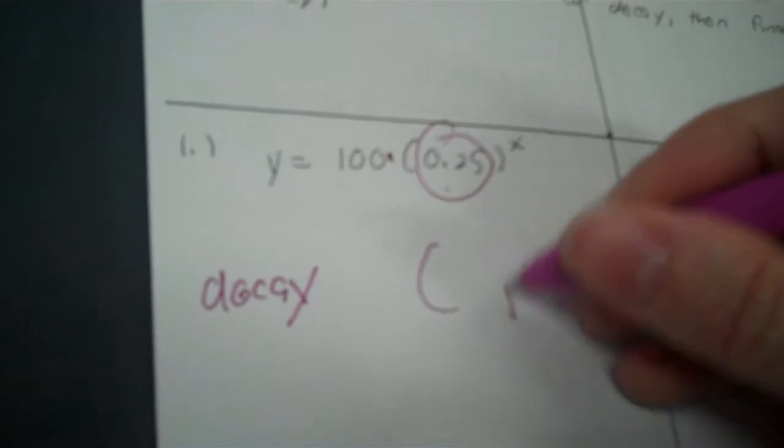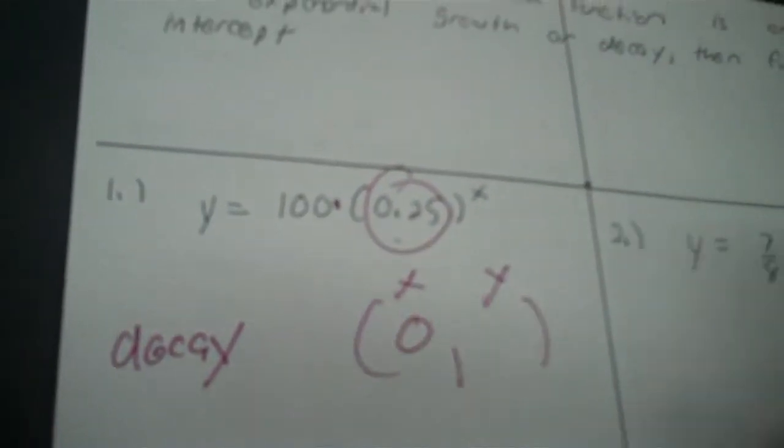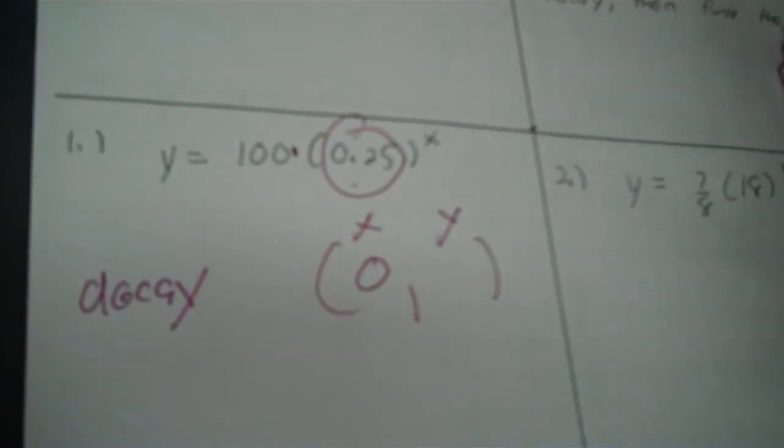Now your y-intercept, okay, we always set x to 0 to try to find the y. The opposite letter always goes to 0. Now you can use your head here. Anything to the 0 power is 1, but it's 1 times 100, so it's going to be 100.